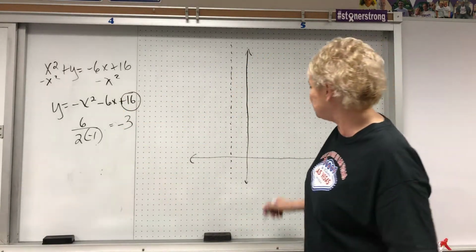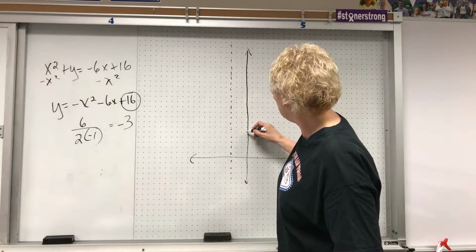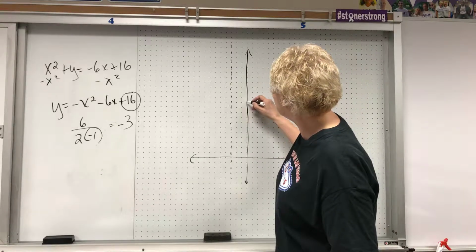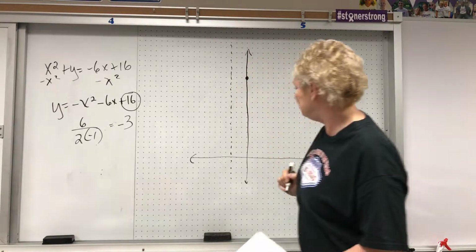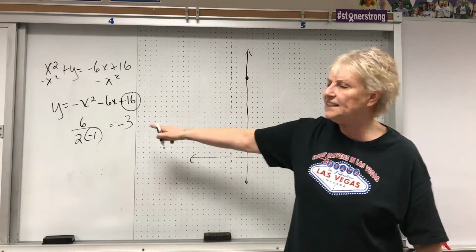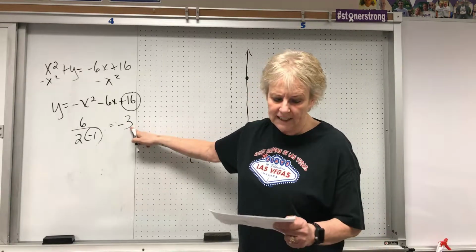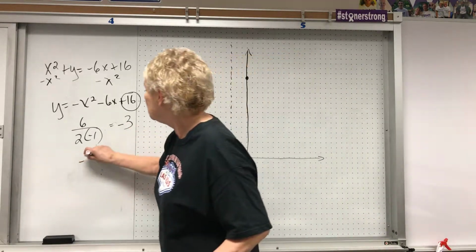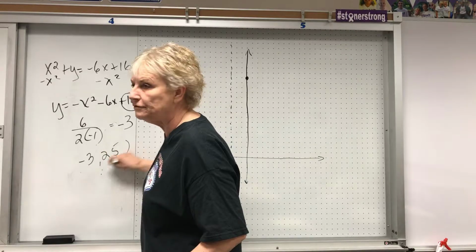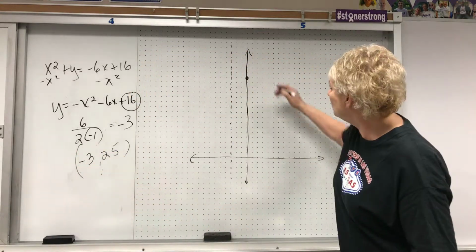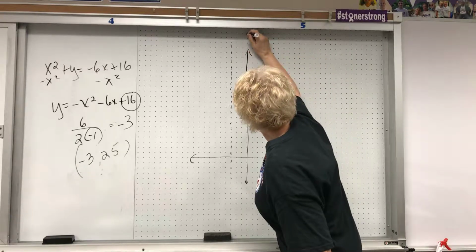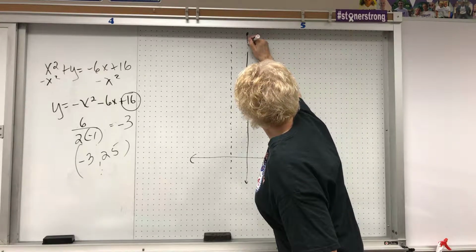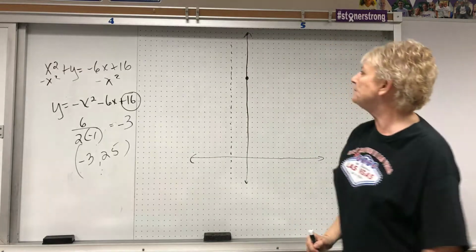All right, now, the y-intercept is 16. 1, 2, 3, 4, 5, 6, 7, 8, 9, 10, 11, 12, 13, 14, 15. Okay, there's the y-intercept. Now let's plug in and get the vertex. If you plug -3 in, you should have got 25. So 16, 17, 18, 19, 20, 21, 22, 23, 24, way up here. Okay? All right, 25.